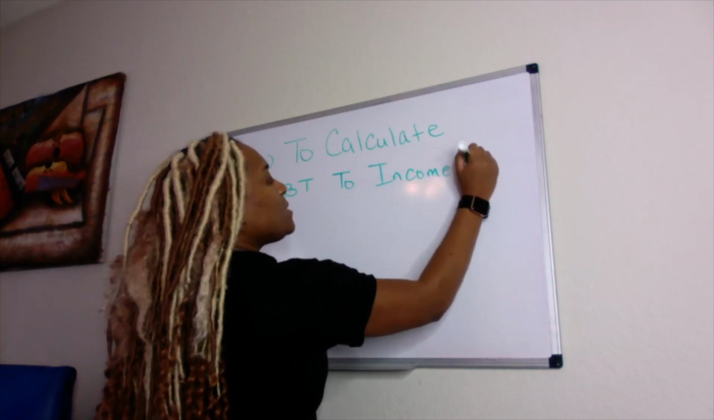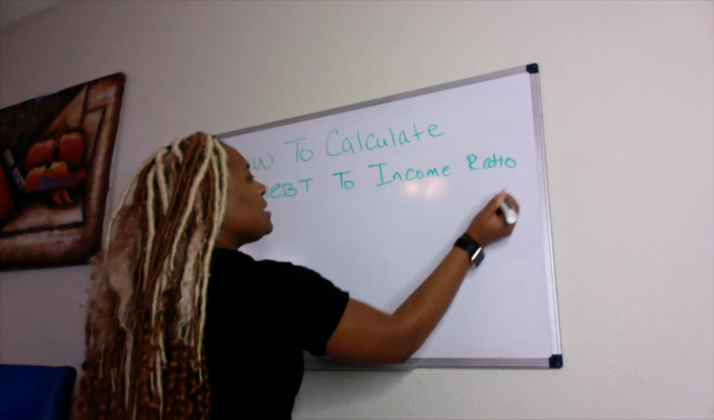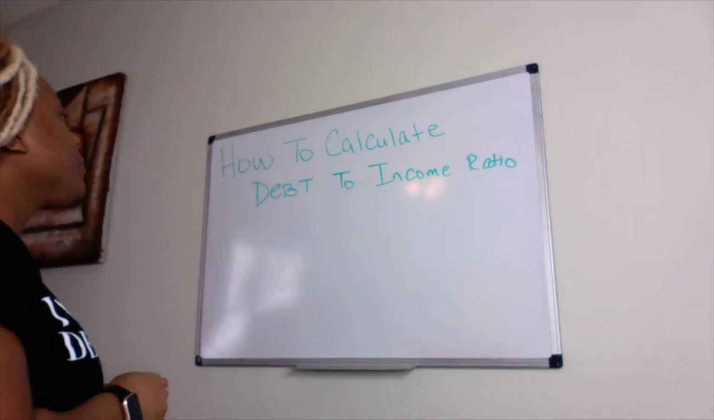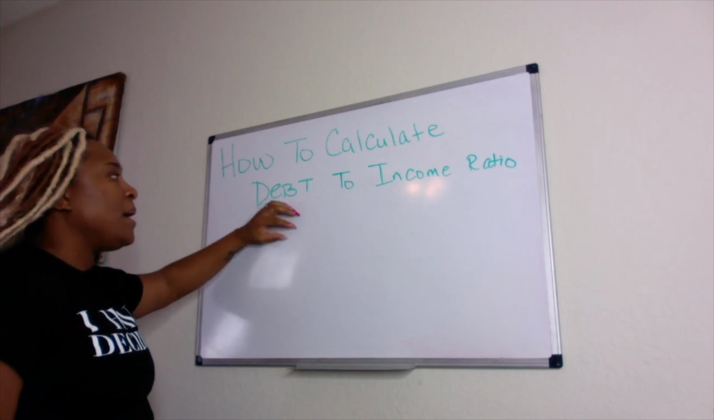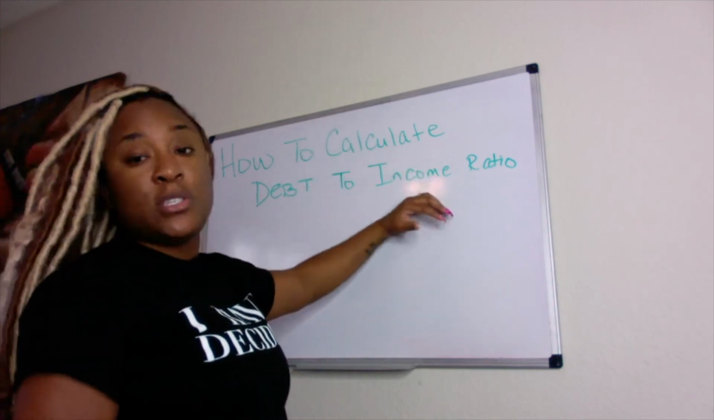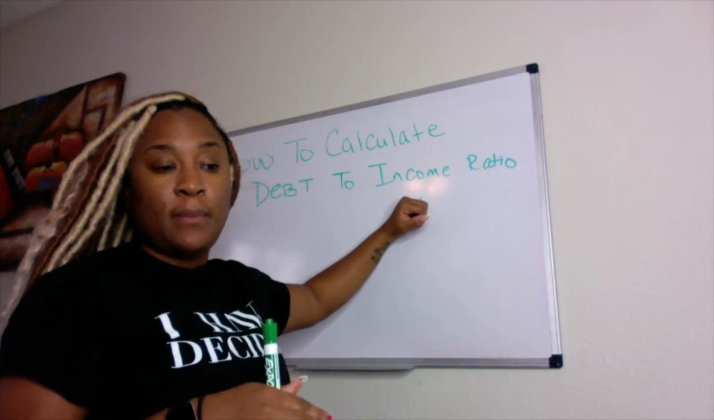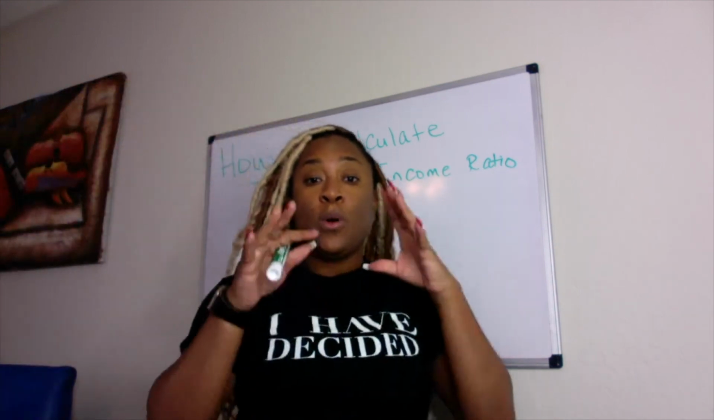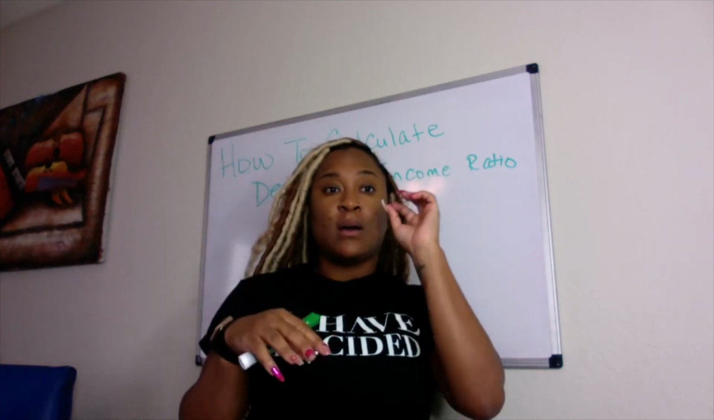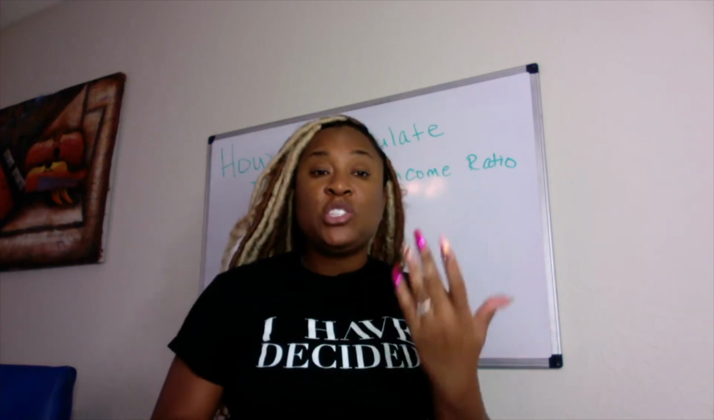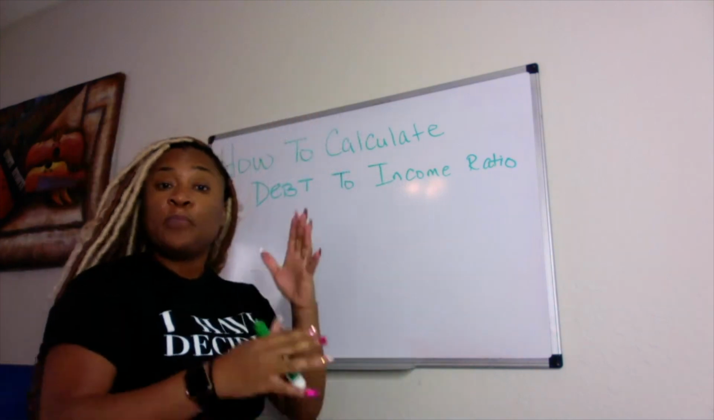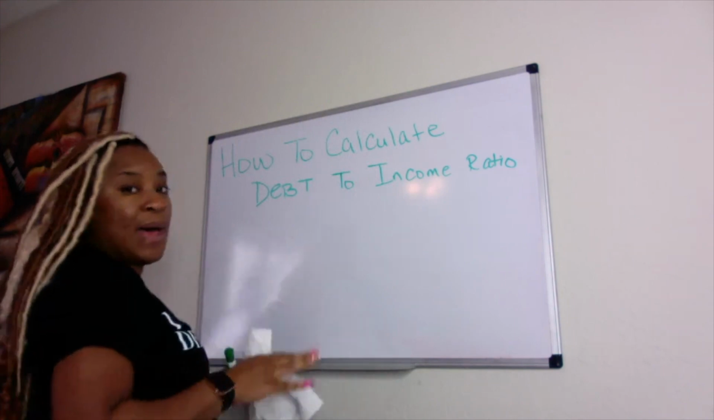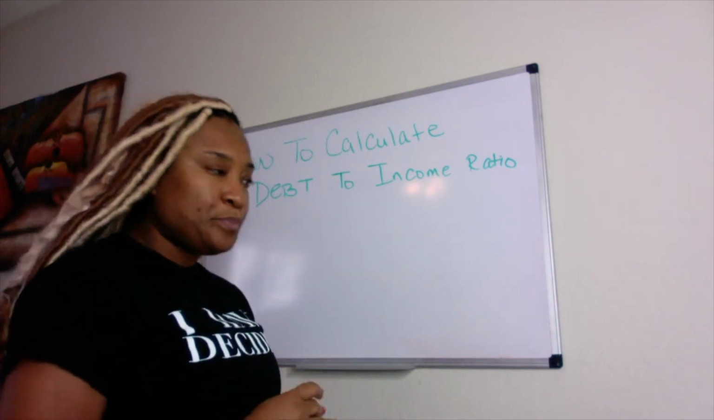So when we talk about debt to income ratio, it is basically just, in layman's terms, all of your monthly debt as opposed to your gross monthly income, okay? So today we are going to calculate a quick example of the ratio just so you can see how this works, because this is what the bank is going to do when you decide to apply for a home, okay?